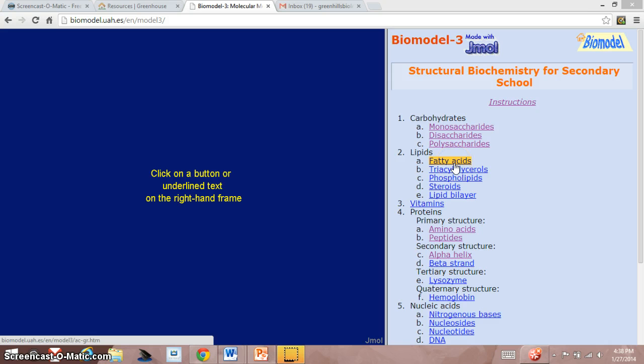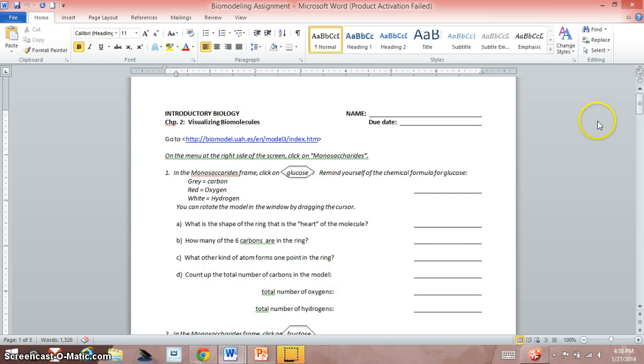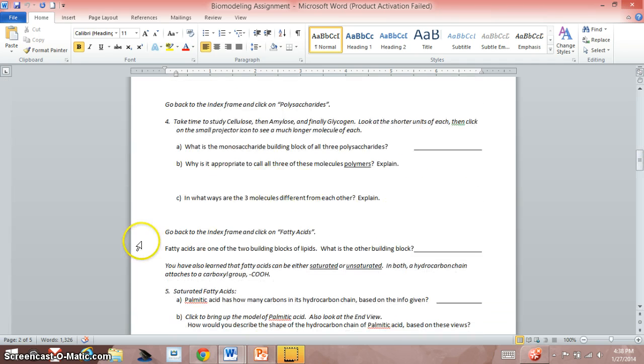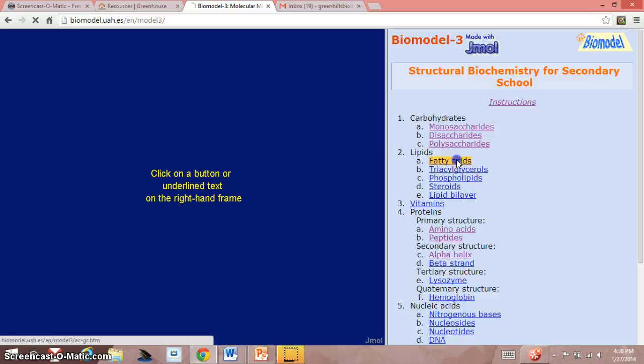So we're in the biomodeling, on the second page, about three-quarters of the way down the page, which is this assignment here. We're on page 2, right down here where it says go back to the index frame and click on fatty acids. Here we are, we're going to click on fatty acids.